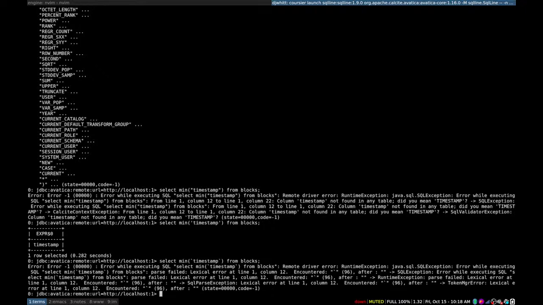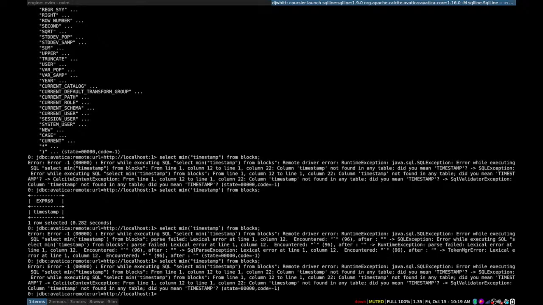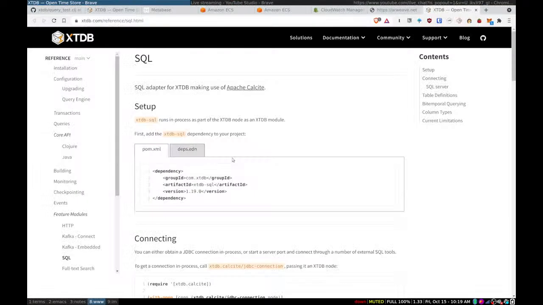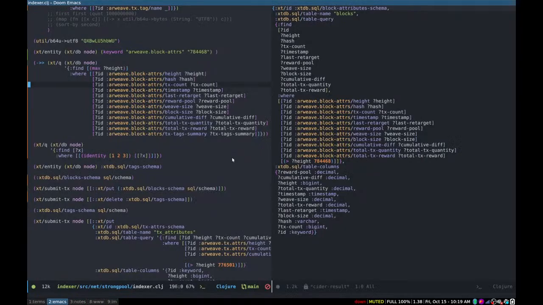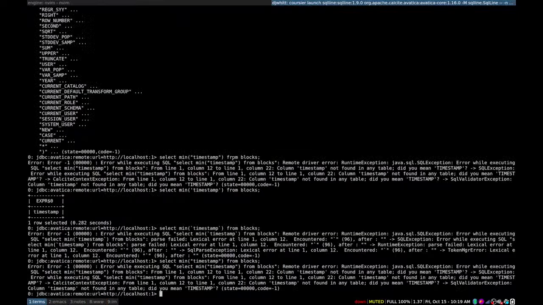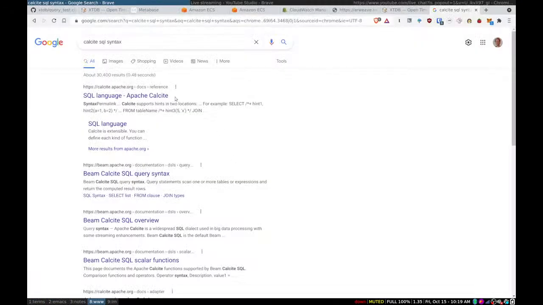Those are some choice error messages there. Remote runtime exception, error while executing select from blocks, parse lexical error, blah, blah, blah. What happens if I do this one? What does that one tell me? Okay, well, let's do this. Calcite SQL syntax. I am just outputting it as timestamp, right? Yeah. This might be a learning that this is not a good name for that field. We'll see.